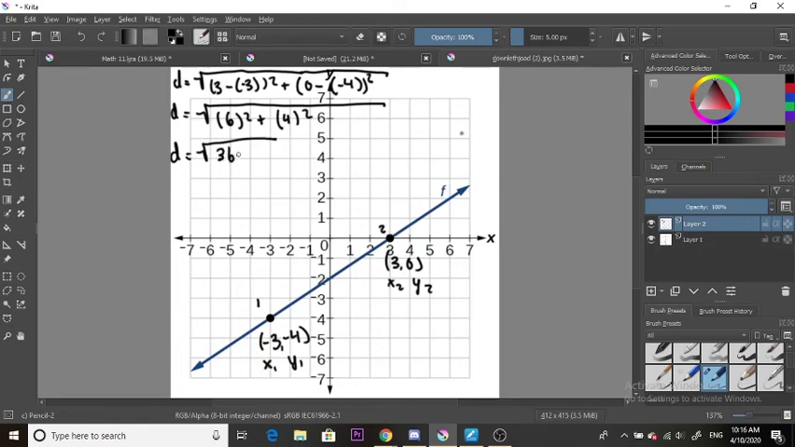6 squared is 36, plus 4 squared is 16. So then you add up 36 plus 16, and it will give you 52 inside the square root. And then finally, you want to solve that square root, and you should get a distance of 7.21. And that is how you would use the distance formula to determine how far apart 2 points are.